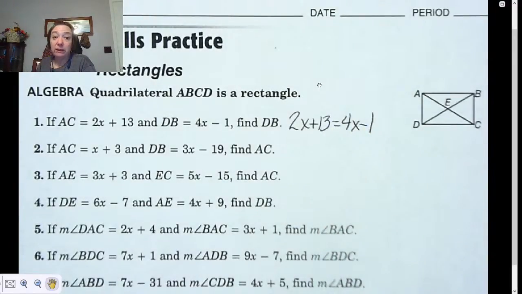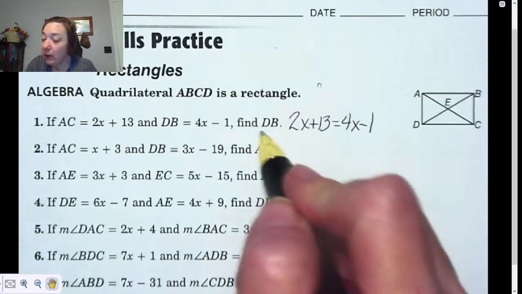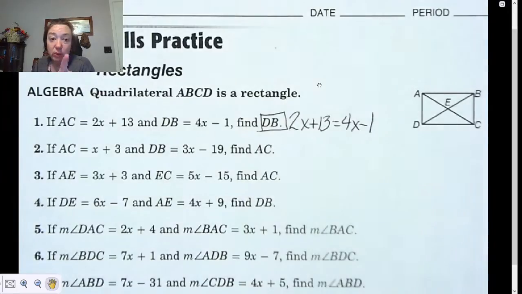And then we would solve it, right? Now, I'm not going to go through the steps of solving the equation. You guys know how to solve equations. However, once we solve that equation and we have the value for x, we're not done because then we have to go back and find out what DB is. Just remember that, okay?